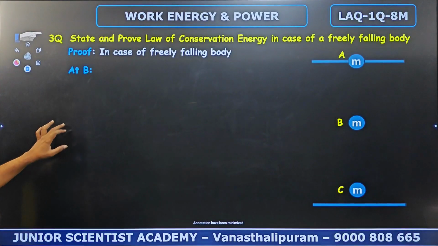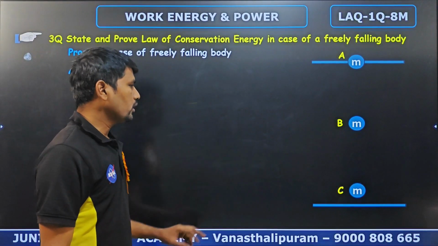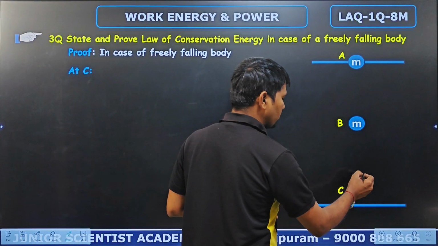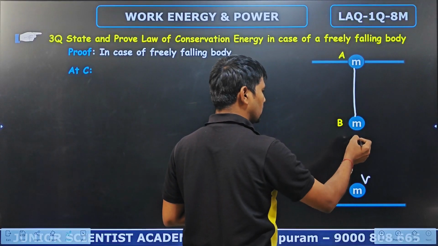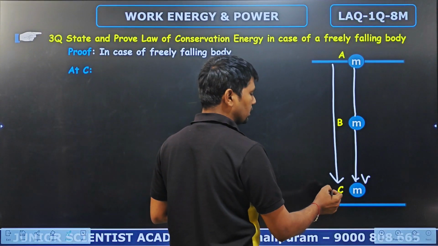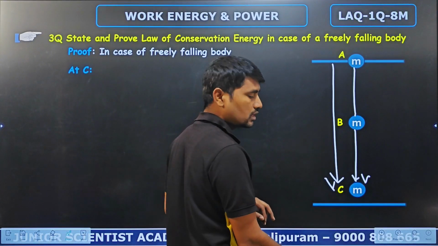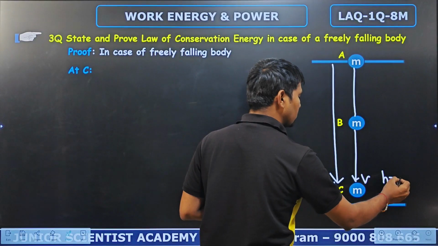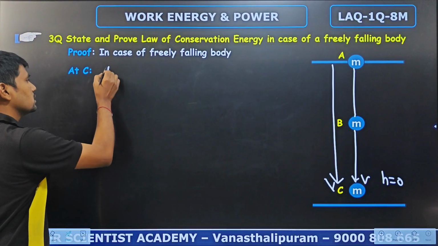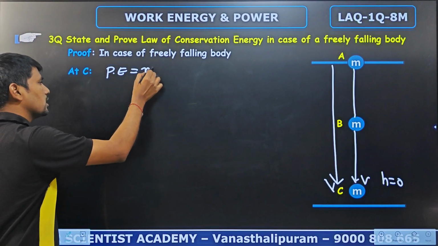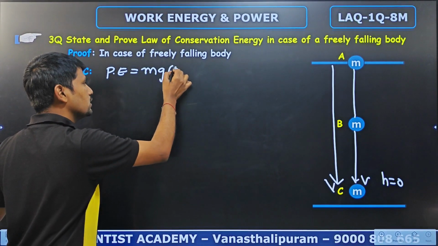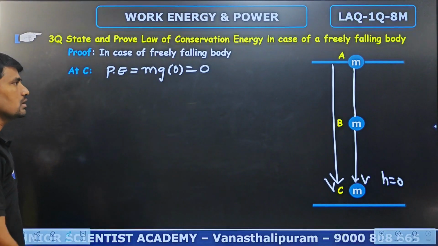Next, at point C. At point C, what is the velocity? What is the height? Let us see. At point C, the object traveled from A to B and B to C. The final velocity at C is Vc. Height is 0 before touching the ground. So for potential energy, mgh, height is 0, so total potential energy is 0.